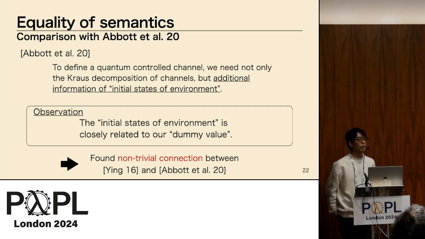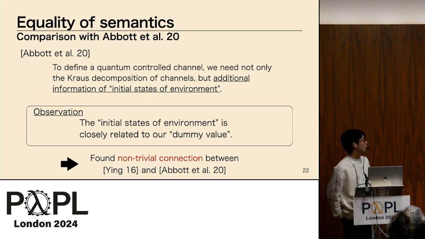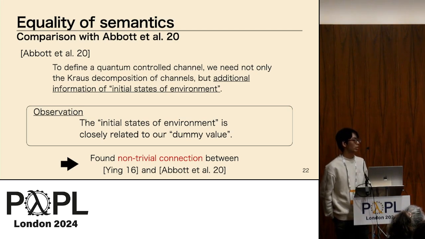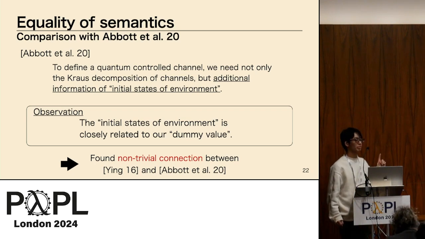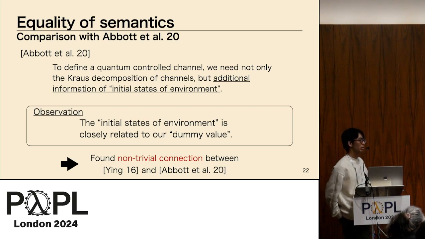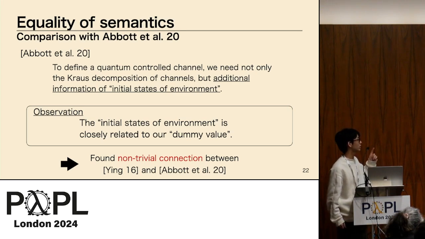We also compared our technique with Abel et al.'s observation. Abel et al. observed that to define a quantum control channel, we need not only the clause of the compositional channels, but we also need additional information, what they call the initial state of environment. And what we have observed is that this initial state of environment is quite closely related to our dummy value, which means that we found a non-trivial connection between Ying's semantics and what Abel has observed.